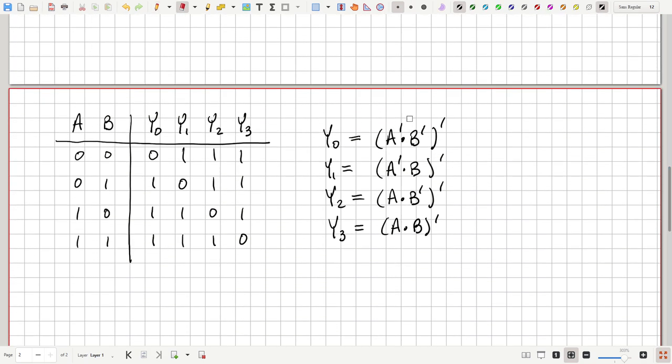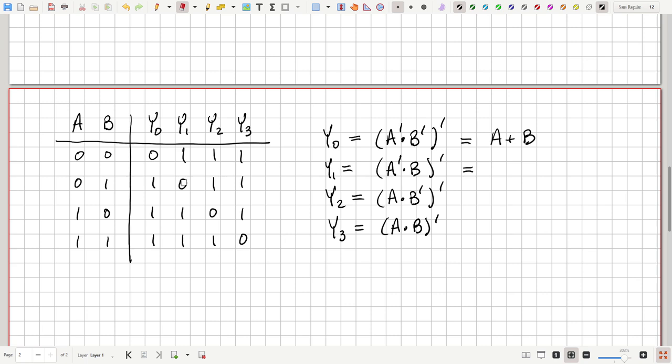This has lots of inversions here, and there's a different way we can write this. For example, let's look at y0. So y0 is zero only when a is zero and b is zero. If either a or b or both are one, then y0 is one. Well, that's the OR operation, right? That should be then A or B, right? So the only time A or B is zero is if both A and B are zero. A is zero, B is zero, then A or B is zero. Otherwise, it's one.